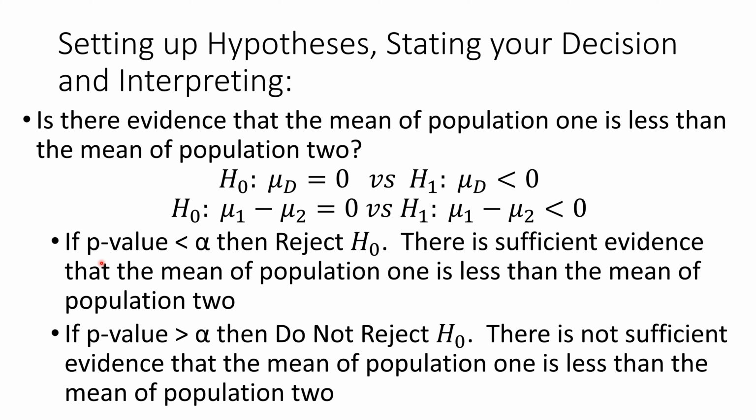If the p-value is smaller than alpha, then we should reject the null hypothesis and say there is sufficient evidence that the mean of population 1 is less than the mean of population 2. And if the p-value is larger than alpha, then we do not reject the null hypothesis, since there is not sufficient evidence that the mean of population 1 is less than the mean of population 2.